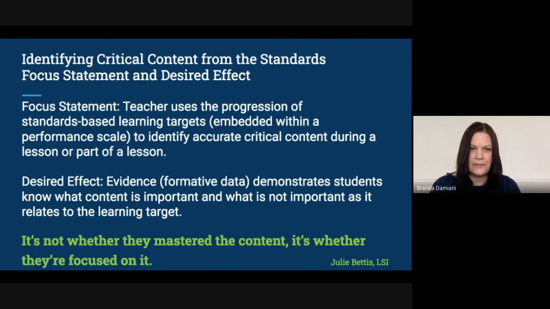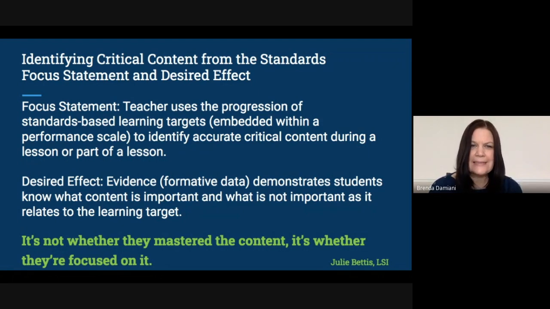Go back, let's think about the focus statement and the desired effect. So for identifying critical content from the standards, the focus statement is teacher uses the progression of standards-based learning targets, that's our scale, to identify accurate critical content during a lesson or part of a lesson. The desired effect is that the evidence demonstrates students know what content is important and what is not important as it relates to the learning target.